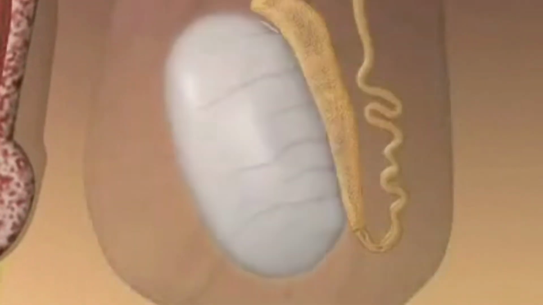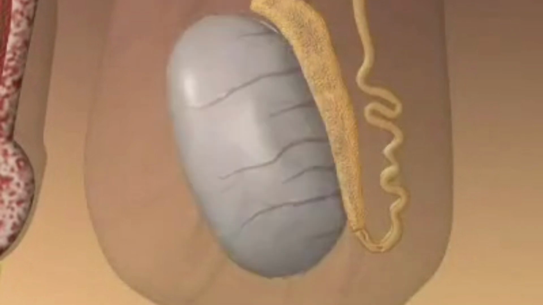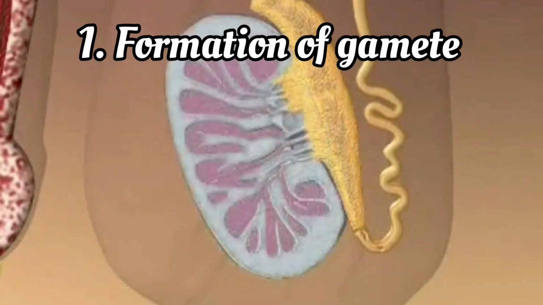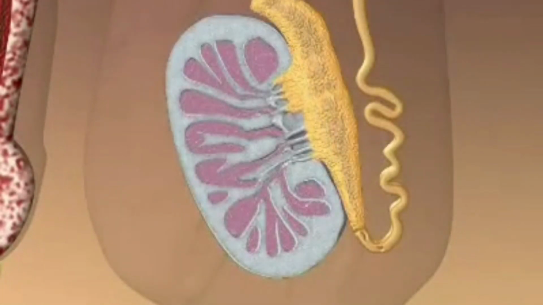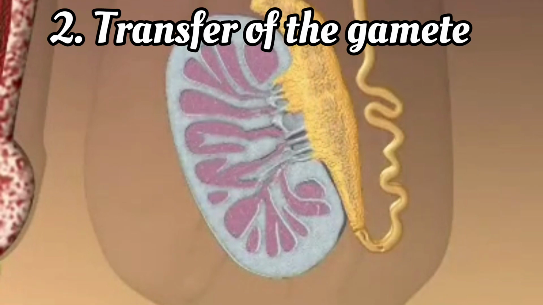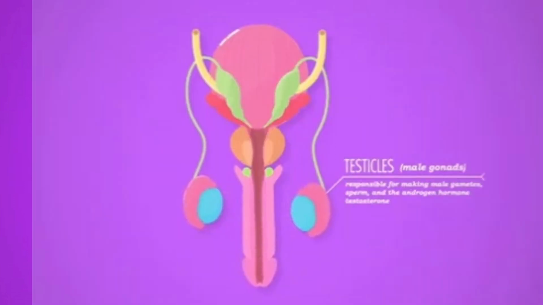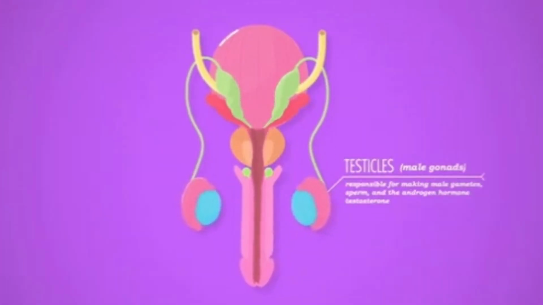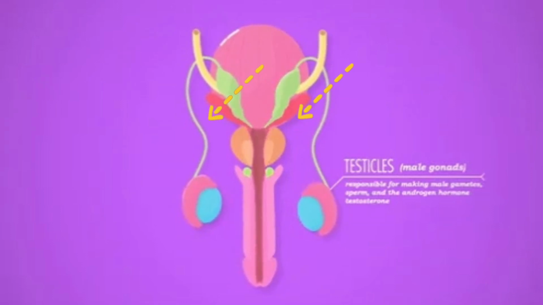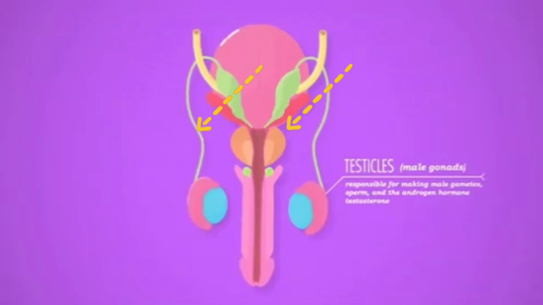In the human male, the reproductive system is associated with two main functions. First is the formation of the gamete and second is the transfer of the gamete, that is the sperm, to the female reproductive tract. Now what does the male reproductive system comprise of? The male reproductive system is comprised of the primary reproductive organ and the accessory reproductive organs, that are a few of the glands and other structures.